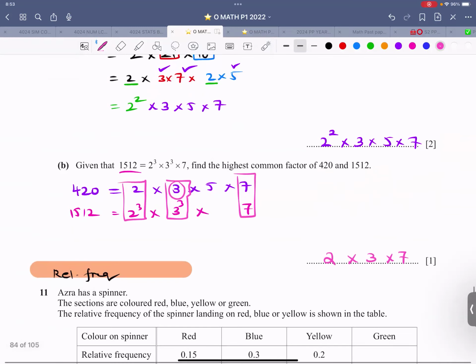Let me double check. So 2 square. Sorry, this is not 2, this is 2 square. My bad. So 2 square into 3 into 7. 4 3s are 12. 12 7s are 84. So the answer is 84.